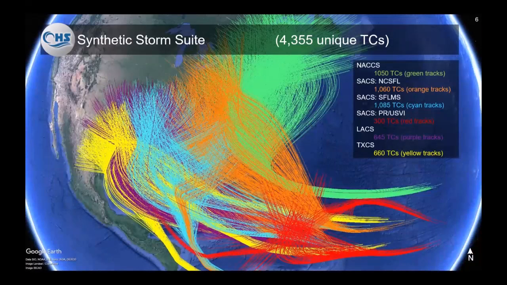This is an image that I like to show when talking about CHS because it really highlights the idea behind CHS, that they want to cover the full probability space and take into account all the possible variations between these types of extreme events. And I think this image really brings that forward. You can see all the different tracks that are considered for the tropical cyclones across the different regional studies. And I think it just looks cool.